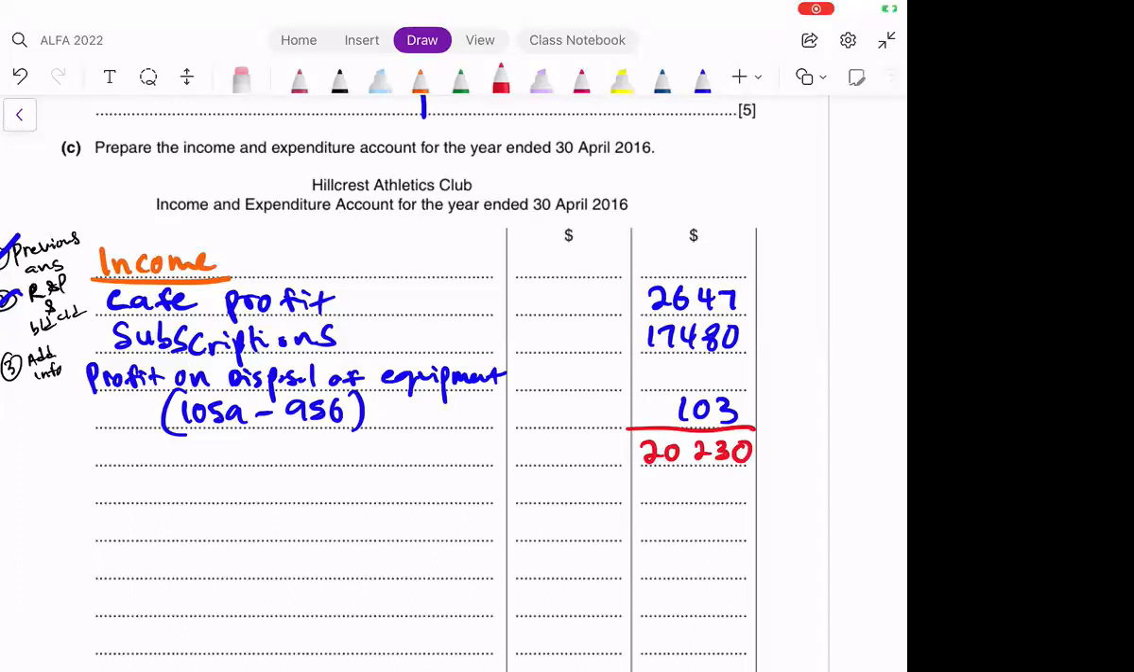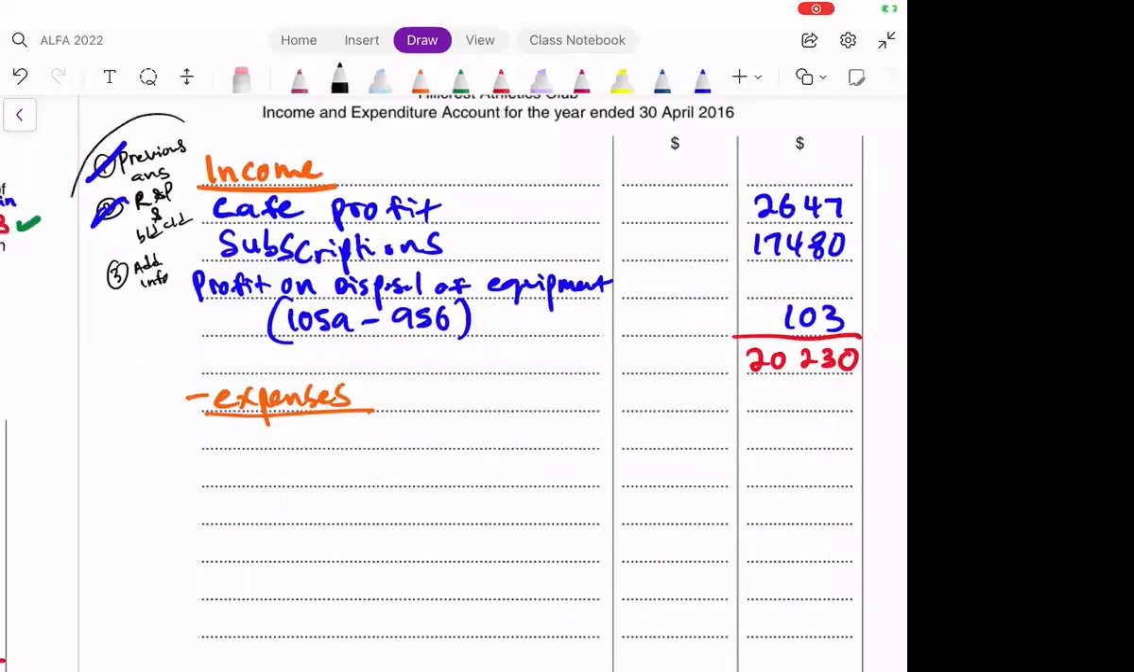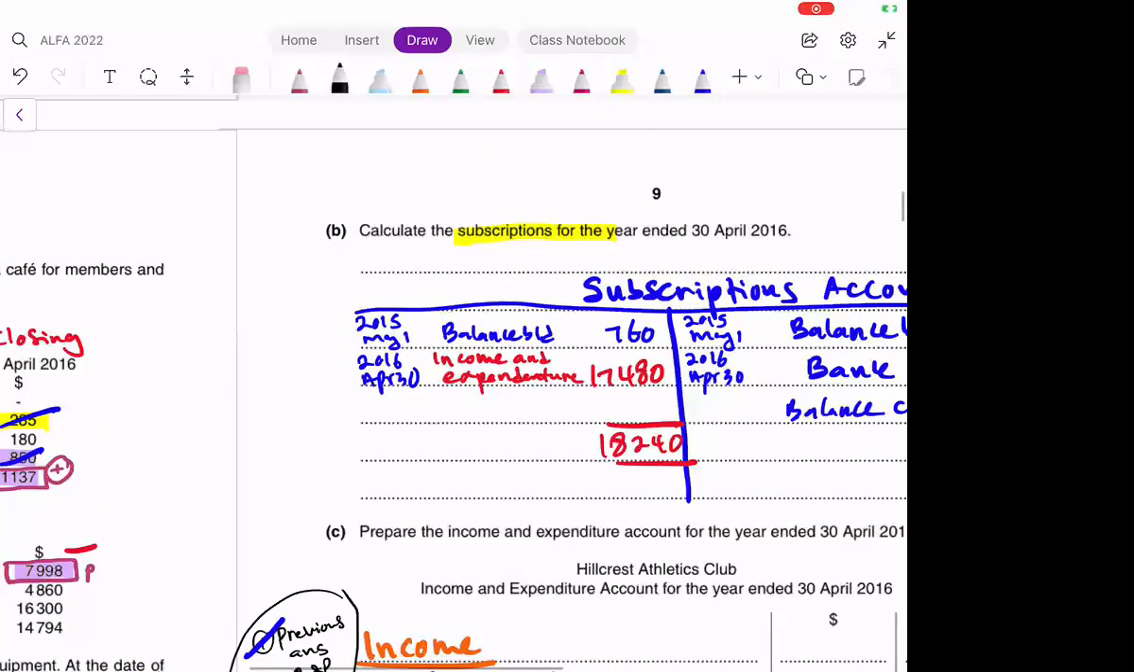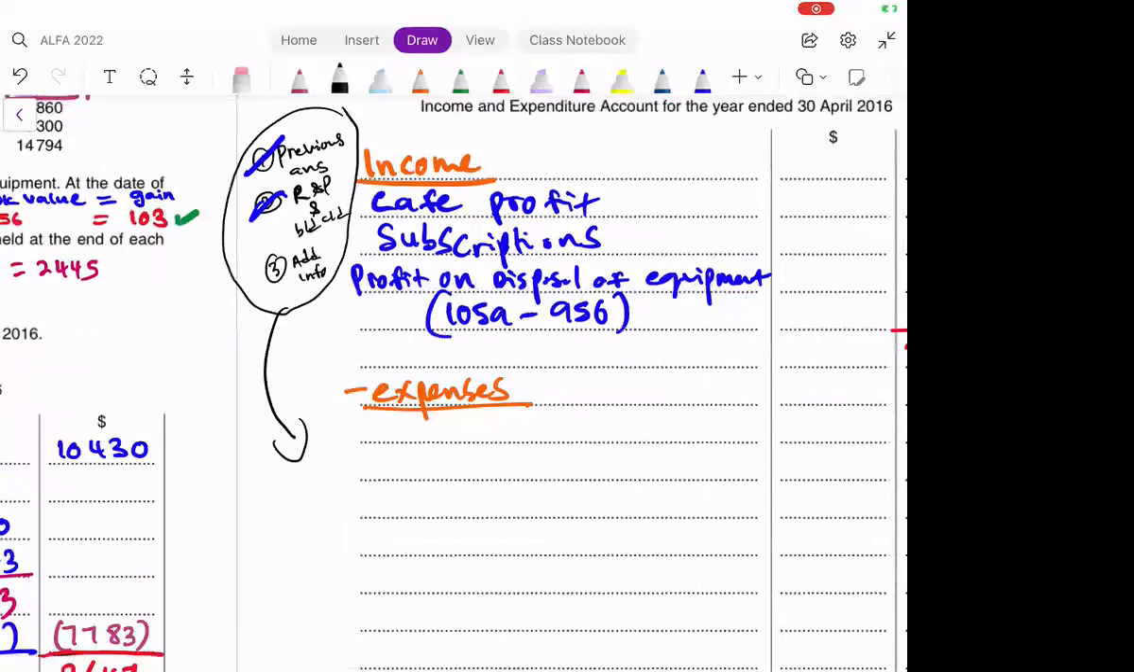After that, this one will be minus expenses. What are the expenses that you have? Where do you check the expenses? Same thing, you repeat this. Previous answer, receipt and payment, balance BD, balance CD, additional information. These are the three places that you need to go look for the expenses. But the first previous answer is a profit. If it's a loss, then we write in the expenses, but it's profit, no need. Second one, subscription is our income, done already, no expenses in the previous answer.